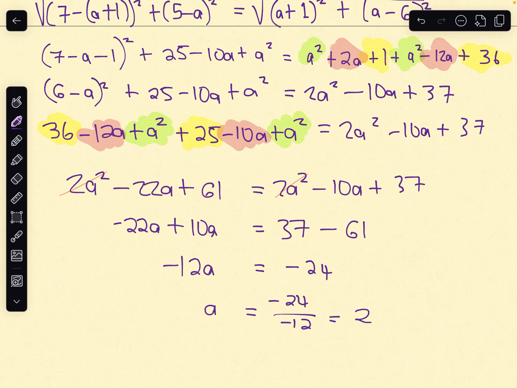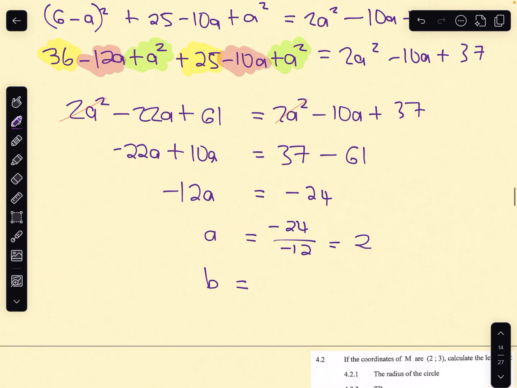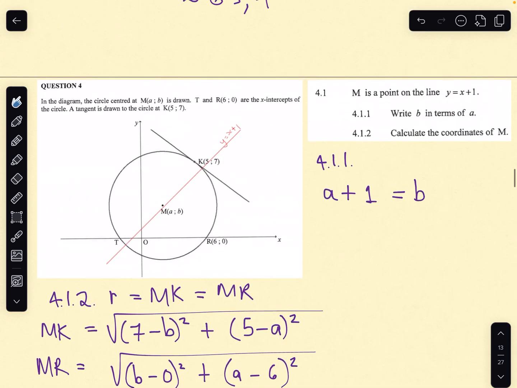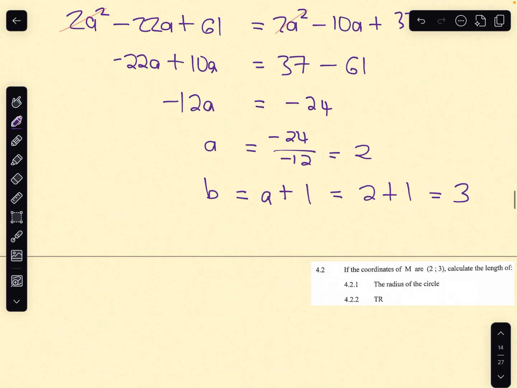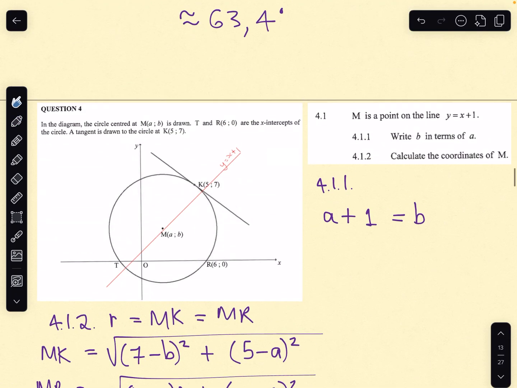And then we know that b is the same as a plus 1, right? That's what we established in 4.1.1. So since b is the same as a plus 1, that will be the same as 2 plus 1, which is 3. And so the coordinates of m are 2, 3. So let's fill that in over here.